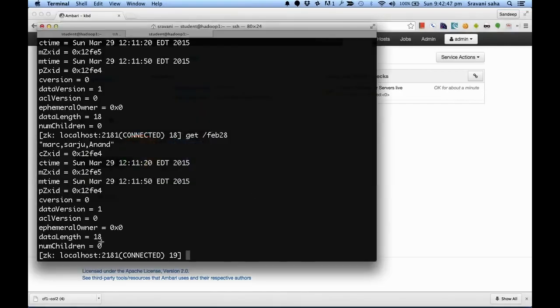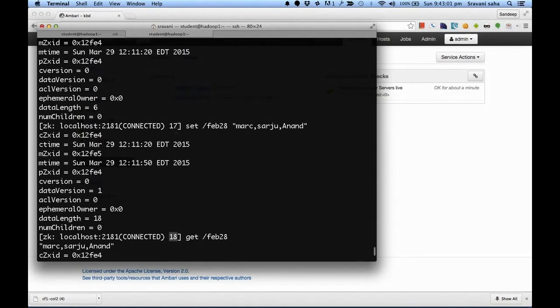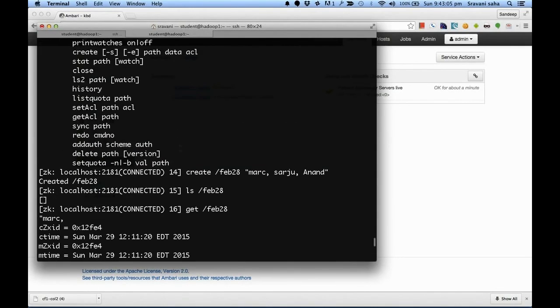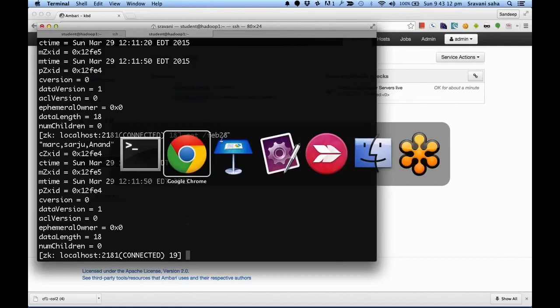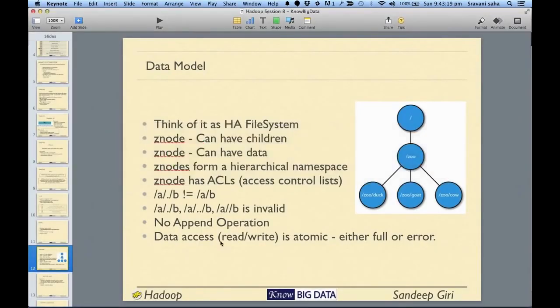So here, these are the ordered access. Every command gets a number here. In the previous command it was 18, before that 17, and before that 14, 15, which means we have executed close to 18 commands. No, only for this session. It does not record it anywhere. It does not record any history per se, it's just for this session. All right.